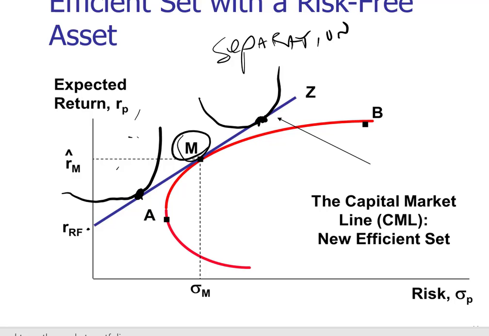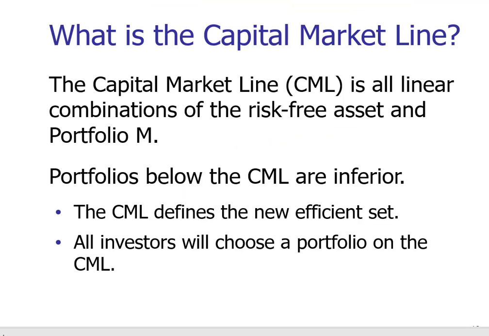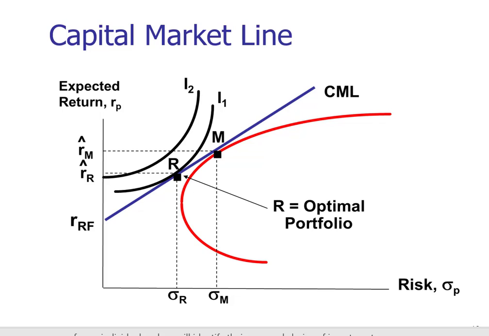Now what this does is what's referred to as the capital market line. It creates a new efficient set. And again, the capital market line is a linear combination of risk-free and portfolio M. Anything that's below this capital market line is inferior, right? So we have to choose something on that line. And that essentially is what our indifference map is going to do.